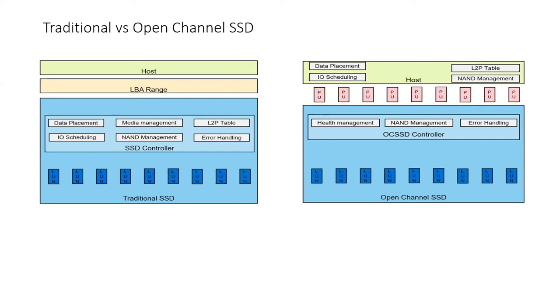So one fundamental difference between OCSSD and earlier MTD devices is that MTD devices typically are raw NAND. In this case, open channel SSD is not just raw NAND. It still has a controller. Obviously, the controller capabilities need not be as much as a traditional SSD's because the responsibilities are less, so computing resources are also less.